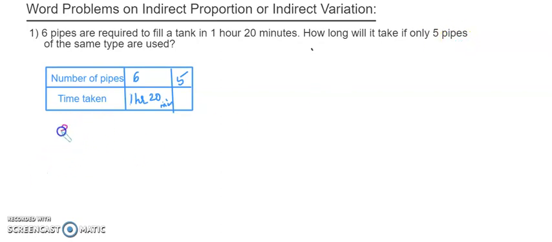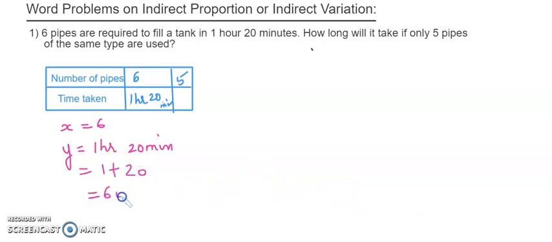So first of all here, x is equal to 6 pipes, but y I'm going to change into minutes. So 1 hour 20 minutes, I'll write it as 60 plus 20. 1 hour is how many minutes? 60. So my y turns out to be 80 minutes. I'm going to get my answer in minutes, which I can turn into hours later.